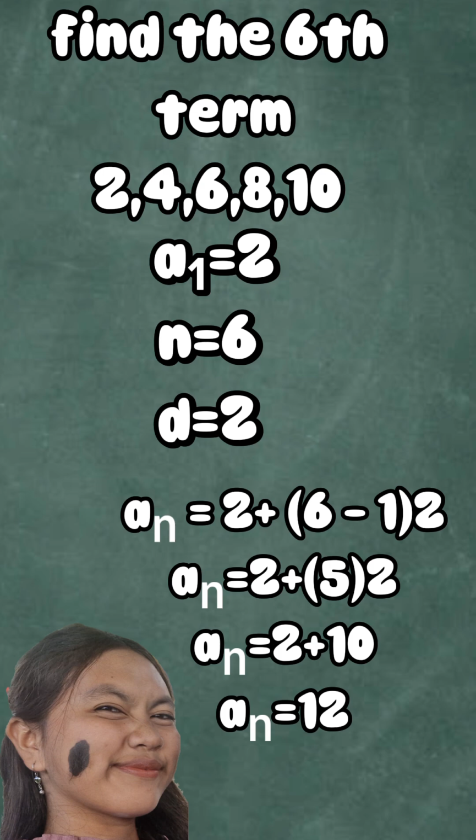So let's have our computation. a_6 equals 2 plus (6 minus 1) multiplied by 2. a_6 equals 2 plus 5 multiplied by 2, since 6 minus 1 equals 5. That's why it's 5. 5 multiplied by 2 is 10. So 2 plus 10 equals 12. So our a_6 is equal to 12.